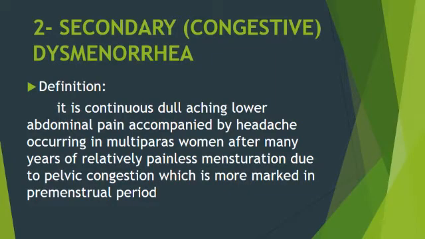Secondary congestive dysmenorrhea means continuous dull aching lower abdominal pain accompanied by headache, occurring in multiparous women after many years of relatively painless menstruation, due to pelvic congestion, which is more marked in the premenstrual period, and this is a sign of anovulatory cycles.